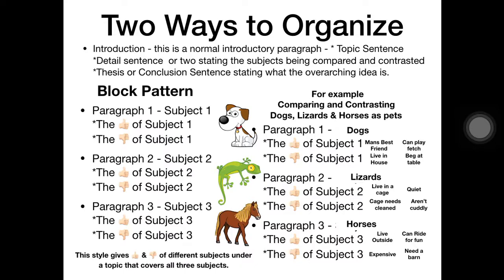So as you can see here, this way of organizing is when you have something that has a commonality but is also very different. These things have a commonality of all being pets, but they are very different pets. So that's why we organize them in the block pattern. All right.